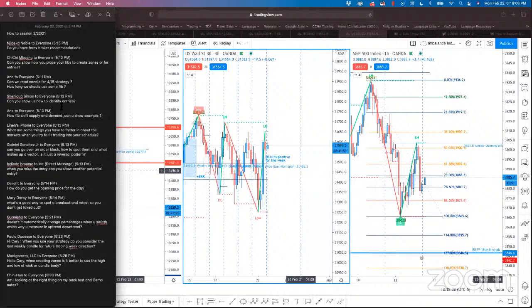Sheniqua asked about fibs for entries. Did I answer the question, Sheniqua, on that? Yes, you did. Okay, I'm clear. Okay, cool.